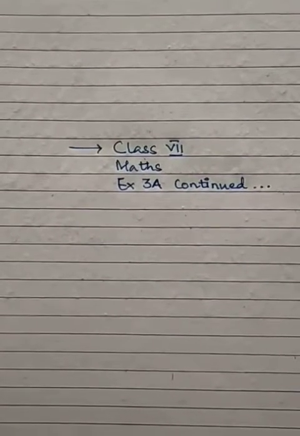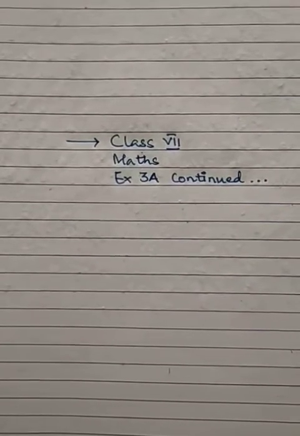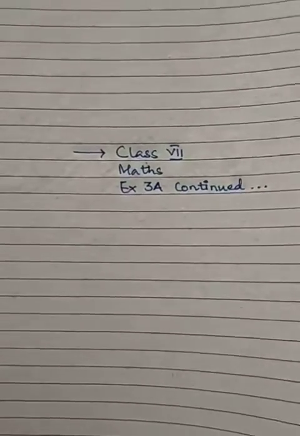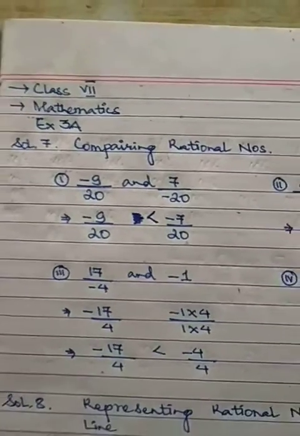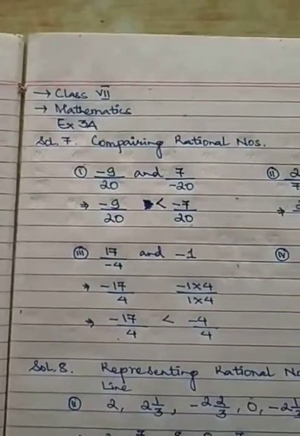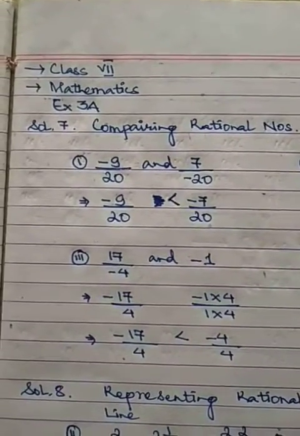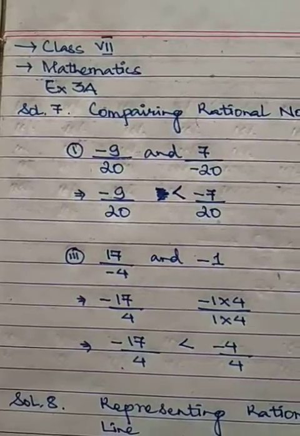This is for class 7 exercise 3A continued, that is your exercise was rational numbers. So the next topic we'll be dealing with under the same will be comparing rational numbers. As is given in question number 7, we need to compare between two rational numbers. So question number 7.1 we have here is minus 9 by 20 and 7 divided by minus 20.